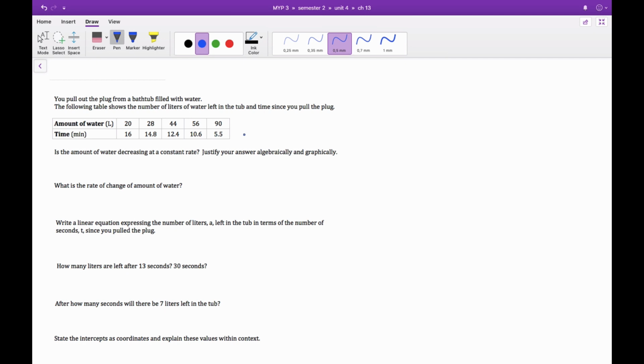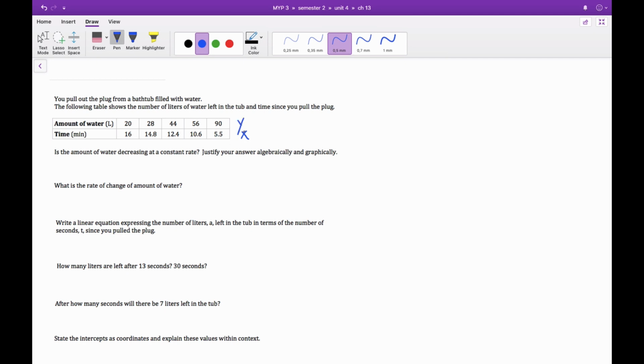As time changes, it's the water that decreases. The water doesn't control time. Time controls the water. So time is independent, the X value. We should label it X so that we know to put these values on the x-axis or in the first column. And then the amount of water decreases as a function of X, depending on how much time since you pulled the plug. So that should be our Y variable.